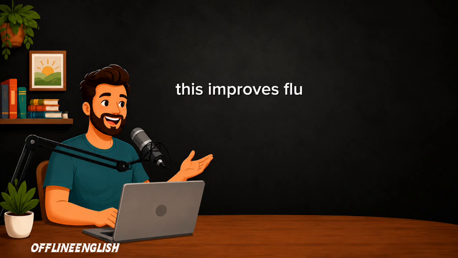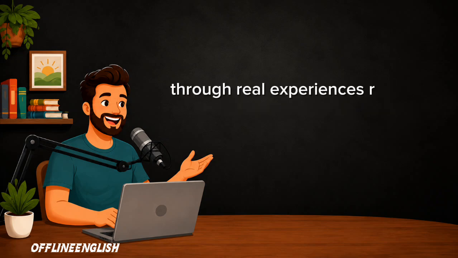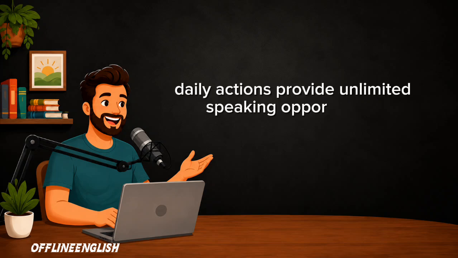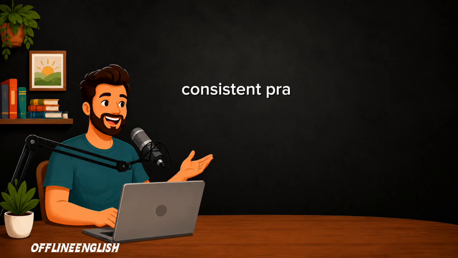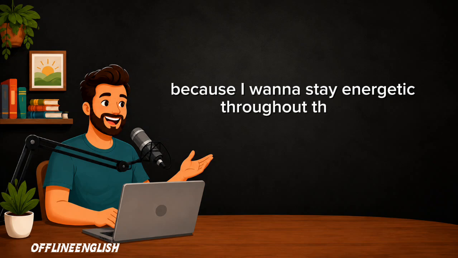This improves fluency because your brain learns English through real experiences rather than isolated rules. Small daily actions provide unlimited speaking opportunities. Consistent practice gradually eliminates hesitation and builds confidence. Example, I am making breakfast now. I am boiling water for tea. I am cutting fresh fruit. I am preparing a healthy meal because I want to stay energetic throughout the day.